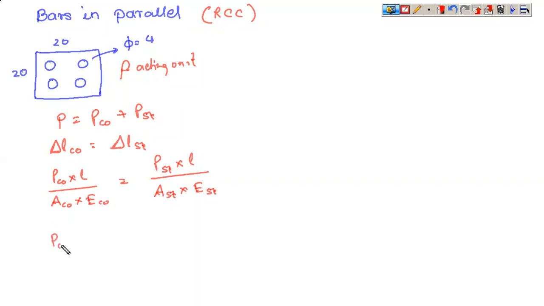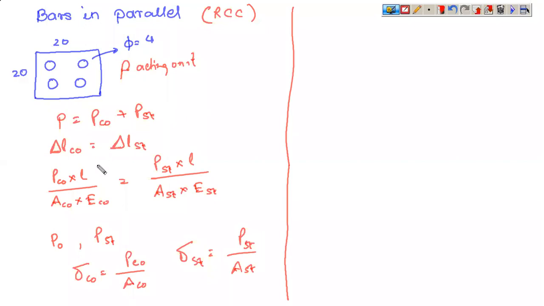Once you know P concrete and P steel, what you do? Stress in concrete is equal to P concrete divided by area concrete, and stress in steel is equal to P steel divided by area steel. Now, there are certain common types of mistakes that you make. What is area steel? Area steel is actually, there are four iron rods. So this is 4 into area of a single rod.